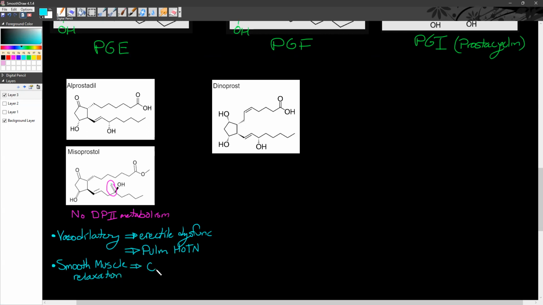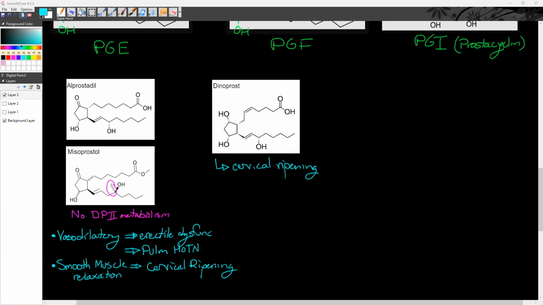And this is the function that's used in cervical ripening in terms of things like inducing labor or in terms of things like abortion as well, where we want to make the cervix less tight in order for us to remove the fetus, or in terms of labor, make it easier for it to come out. In terms of dinoprost, really the only thing that we're using it for is the cervical ripening.